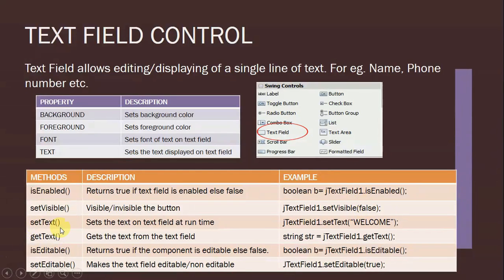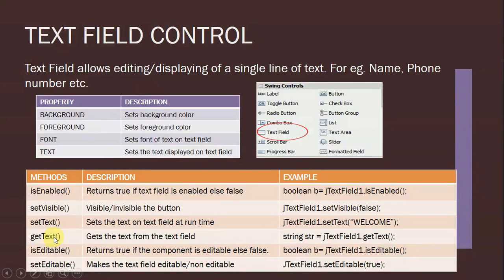Now the next method is setText. It is used to set the text on the text field at runtime. So I can say jTextField1.setText, and within double quotes, "welcome". This message will appear on the text field at runtime.